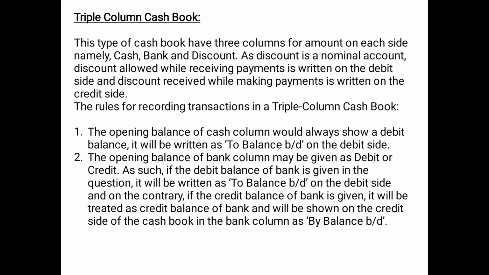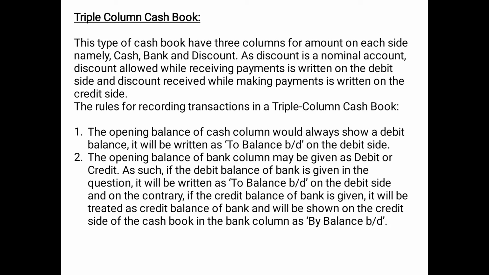As discount is a nominal account, discount allowed while receiving payment is written on the debit side, and discount received while making payment is written on the credit side. As we know that discount is a nominal account, therefore we debit all the expenses, that means discount allowed will be debited, and we credit all incomes, that means discount received will be posted on the credit side. So that is obvious that the discount column on the debit side will record all the discount allowed by the business to the customer while receiving the payment, and the discount column on the credit side will record all the discount received by the business from the suppliers.